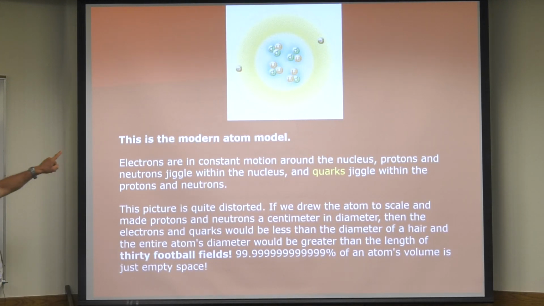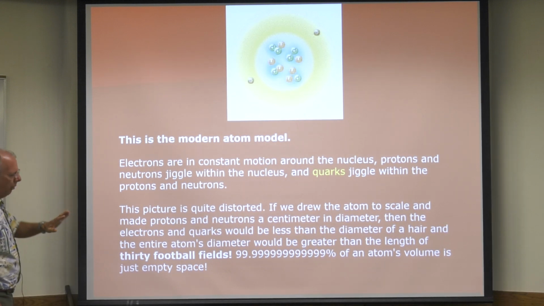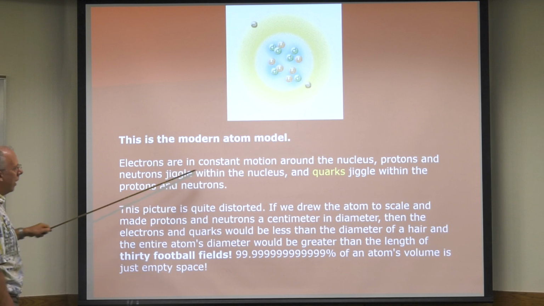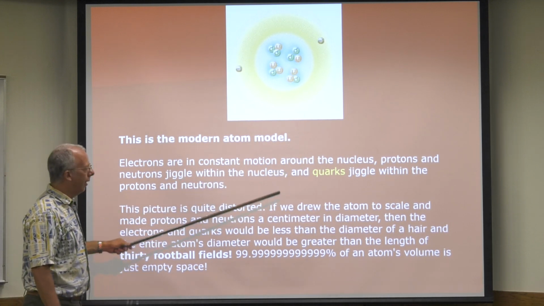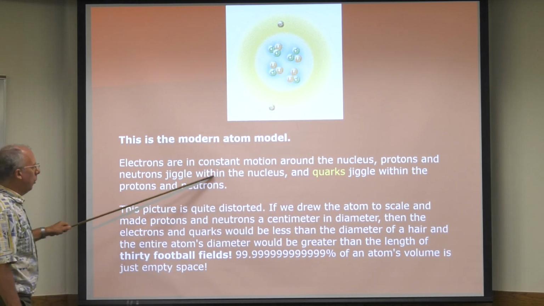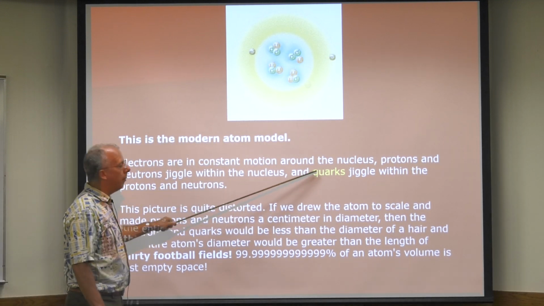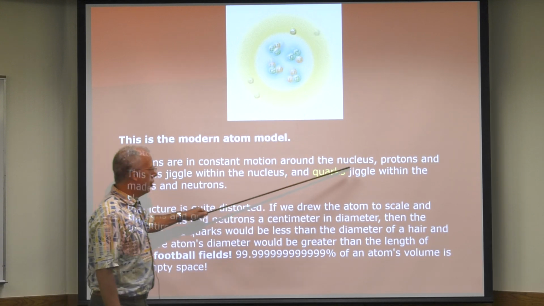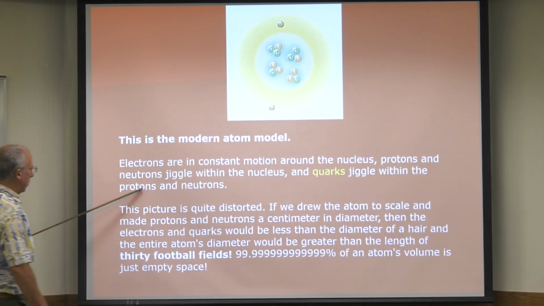This is the modern atom model. Again, I don't really care about anything but the nucleus, right? But that's okay. Electrons are in constant motion around a nucleus. We don't care. Protons and neutrons jiggle and move within the nucleus. And remember, protons and neutrons are made of things called quarks. Quarks jiggle or move within the protons and the neutrons.